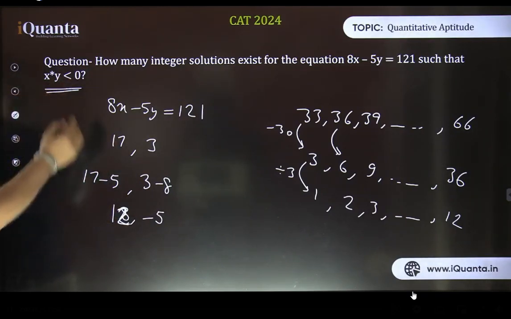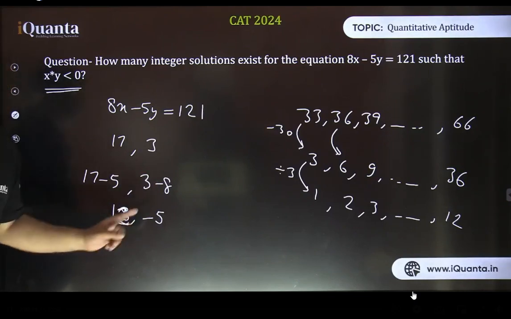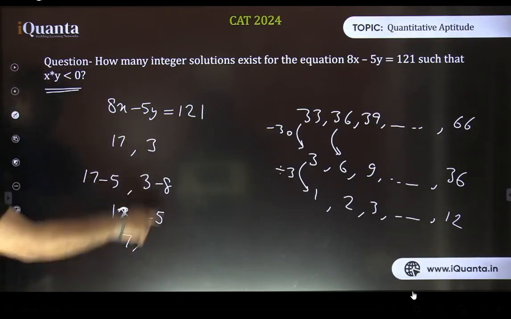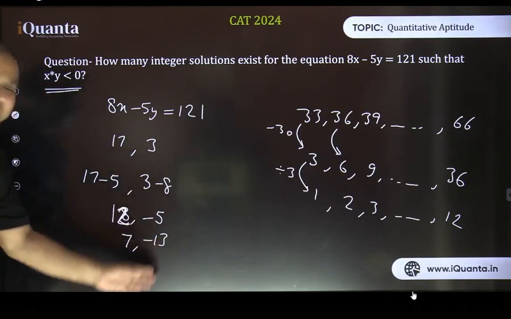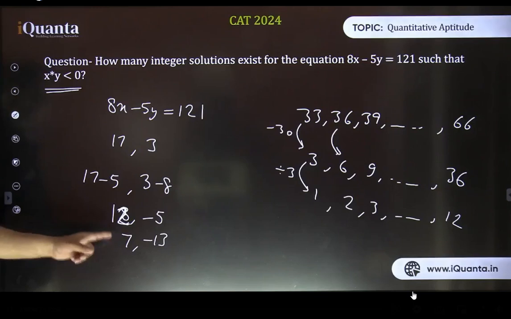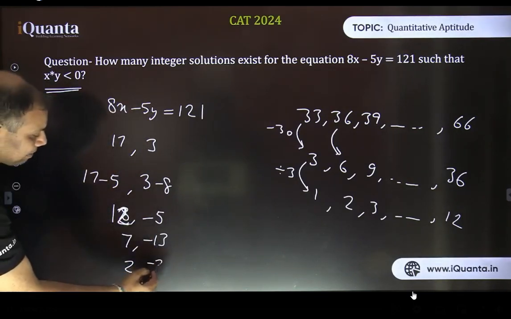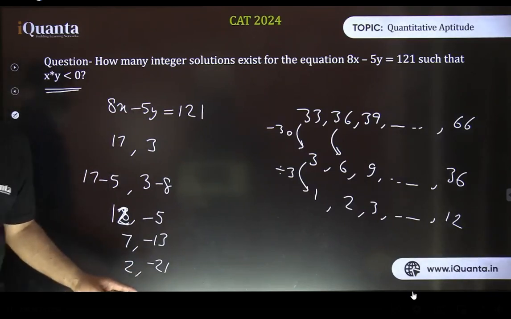I want this product to be negative. That means one of the terms should be positive, the other should be negative, right? So 12 and minus 5 will work. After that, again we subtract 5 here. This will be 7 and this will be minus 8 further. That is minus 13, right? So if I'm going to subtract 8 repeatedly here, this is going to remain negative only. So I just need to see that this remains positive. So 7 minus 5 again, it will be 2 and this will be minus 13 minus 8, that is minus 21. Now again, if I subtract 5 here, it will become negative. That case won't work, right?